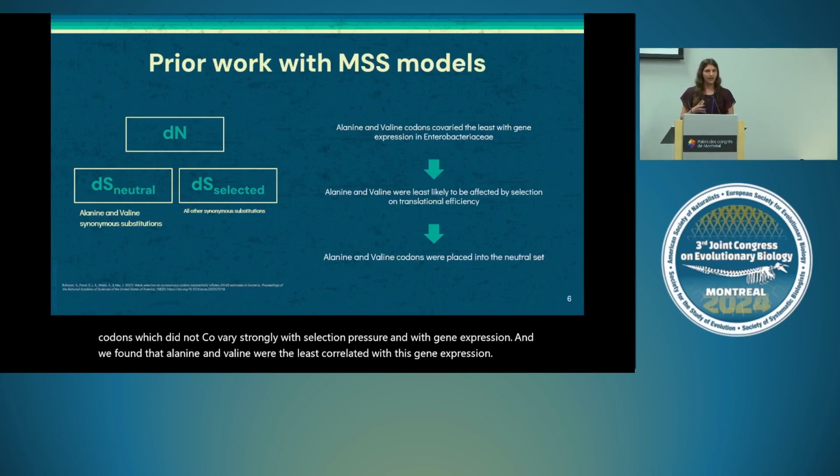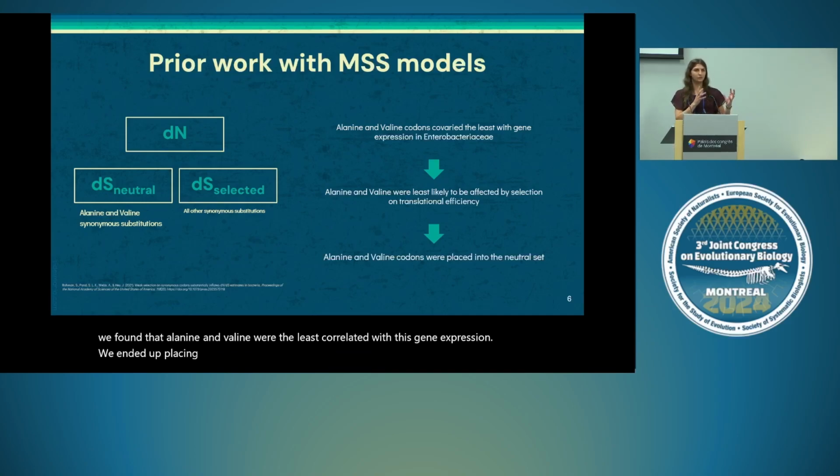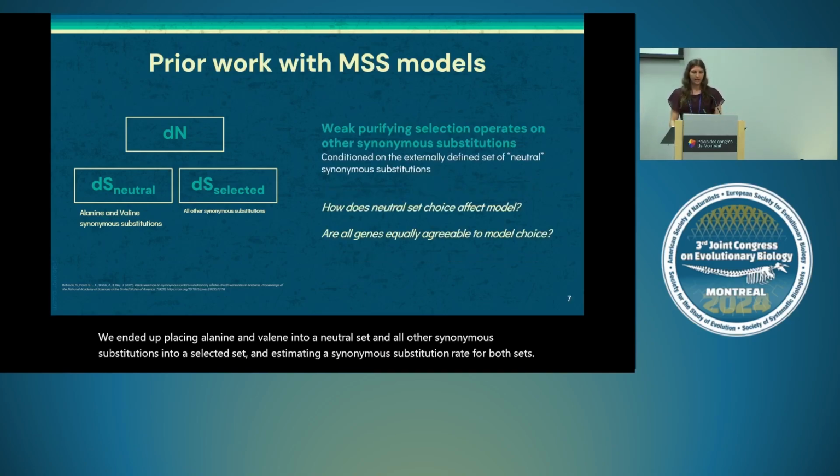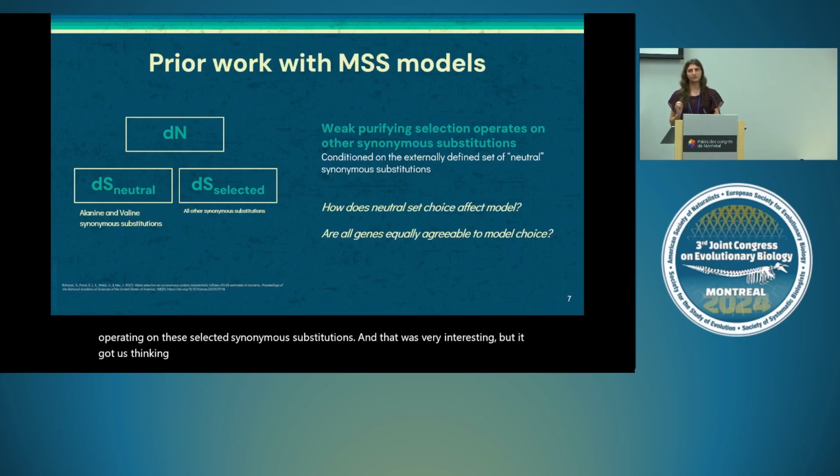We ended up placing alanine and valine into a neutral set and all other synonymous substitutions into a selected set and estimating a synonymous substitution rate for both sets. And what we found was that relative to this neutral set, there was weak purifying selection operating on these selected synonymous substitutions. And that was very interesting, but it got us thinking. How did our choice of neutral set affect the model's estimates of the rates? And were those rates equally valuable and equally valid for all genes?